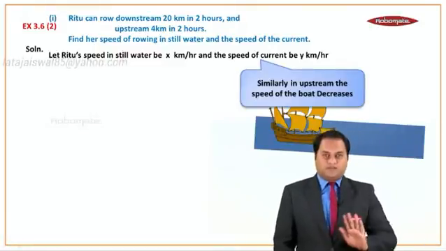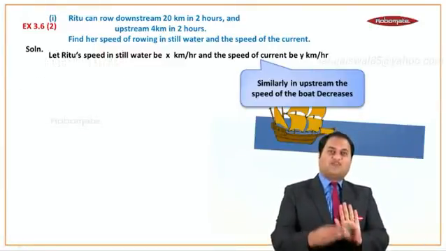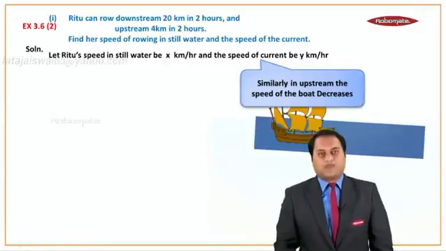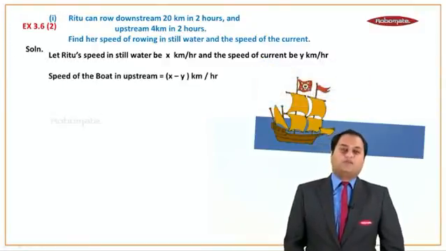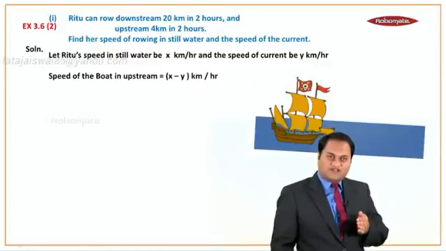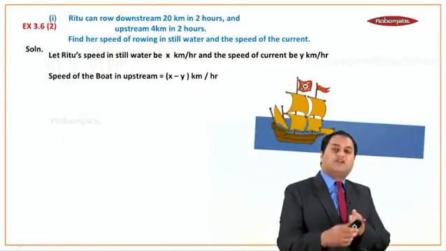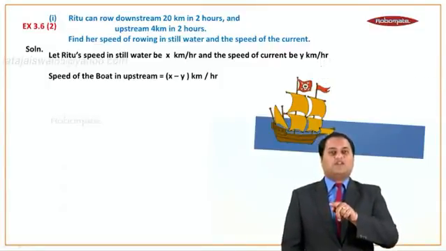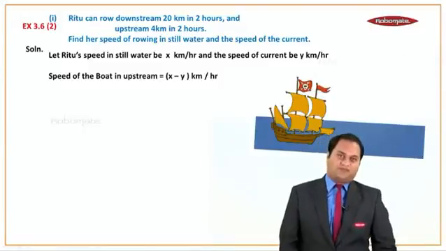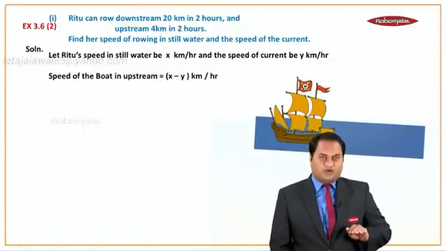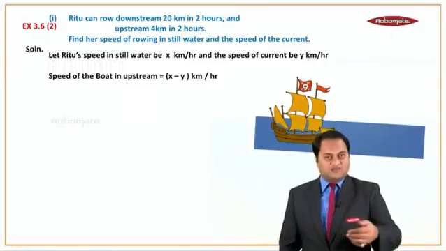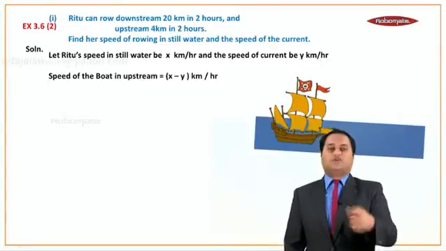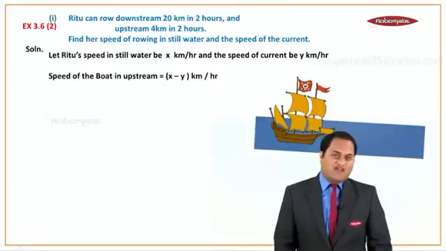Similarly here in upstream what is happening? The speed is decreasing. Because the boat is moving ahead and the stream is opposing the boat. That's why we say the boat is moving upstream, opposite to that of the stream. So what would be the speed in upstream? The speed in upstream will become x minus y because the speed of the boat is x, the speed of the stream is y. So the resultant speed in upstream will be x minus y. Like your speed became 5 minus 2. Similarly, Ritu's rowing speed became x minus y. Clear? So the speed of Ritu's rowing boat is x. Speed of the stream is y. So the speed of the boat in upstream will become x minus y. Why minus? Because there is an opposition. Upstream the speed decreases. As simple as that.